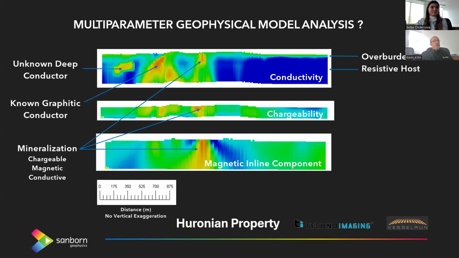This was done using an MVI inversion, magnetic inversion. So here we can see the unknown deep conductor on the left at approximately 175 meters, along with a known graphitic conductor in the center of the profile, which extends to 400 plus meters. And the mineralization is found adjacent to the graphitic conductor and is a chargeable magnetic conductor. Okay, the data can also be viewed differently in order to choose the targets, which we will see here.